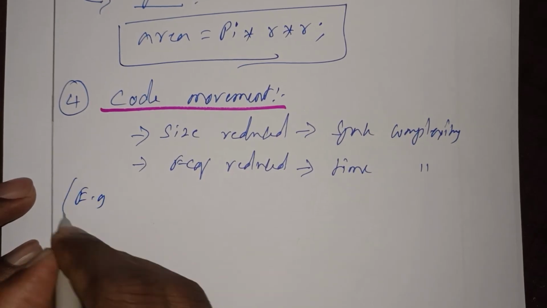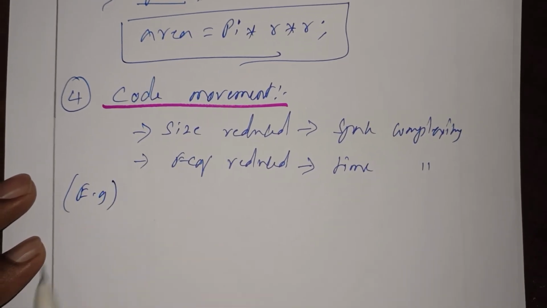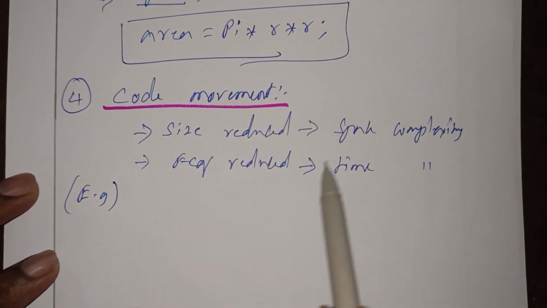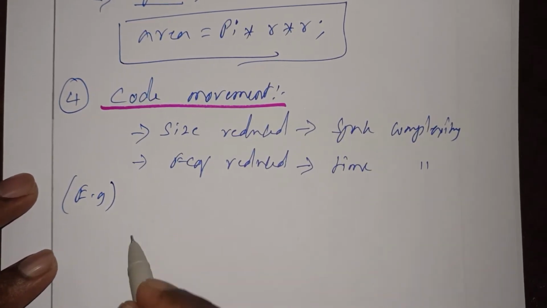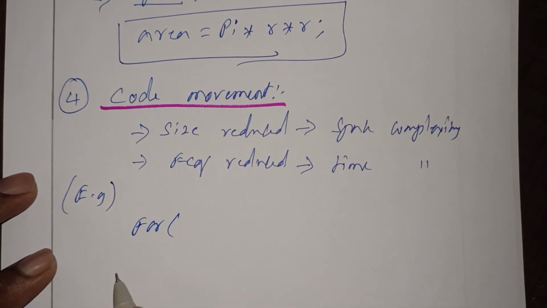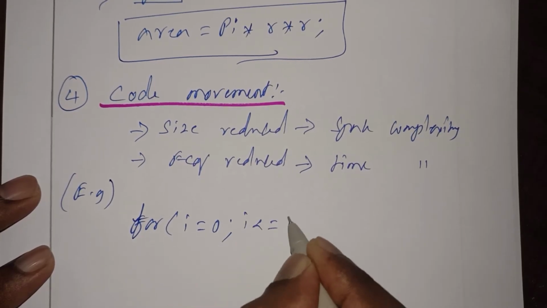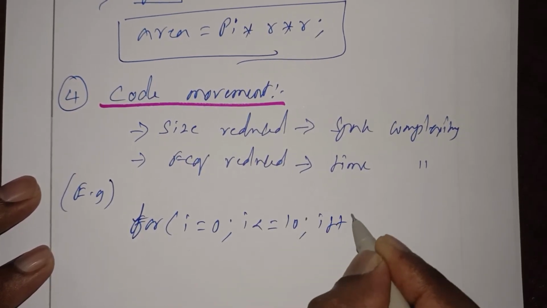One best example I will take for code movement. What is code movement? Basically, I told you already, it always focuses on these two. For example, I will take this for loop. This is f, case sensitive. I is equal to 0, I is less than or equal to 10, I plus plus.